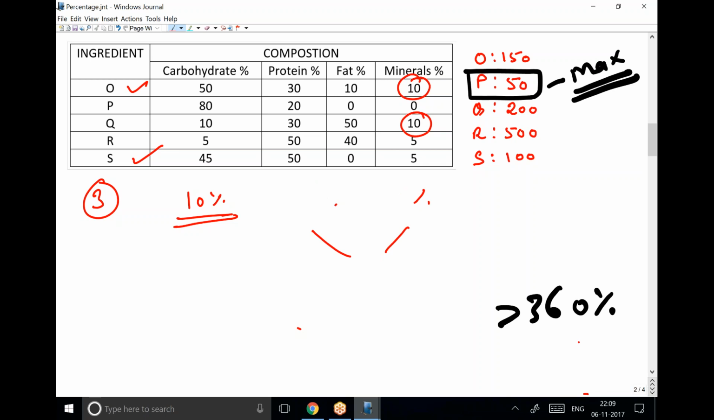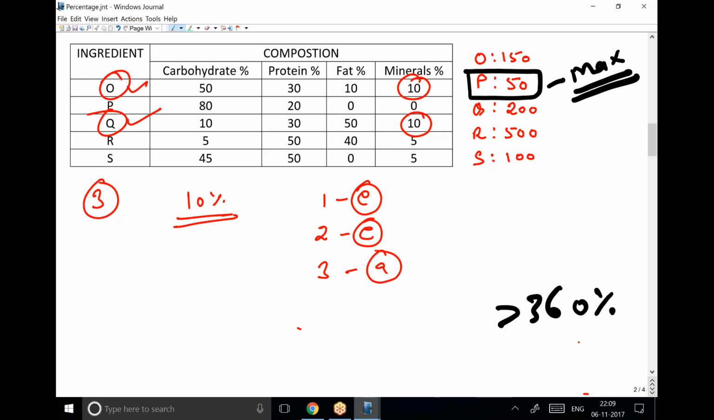So in this case, only one diet can be created with the use of only O and Q. So the right answer for this question comes out to be 1, which is answer option A. For question number 1, answer option E is right. For question number 2, answer option E is right. And for question number 3, answer option A is right.